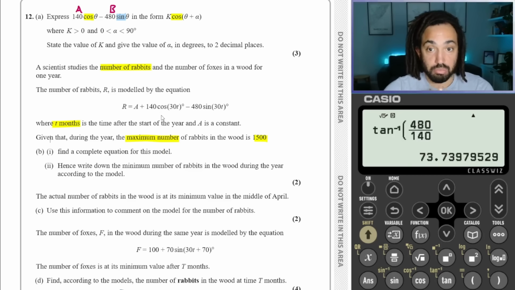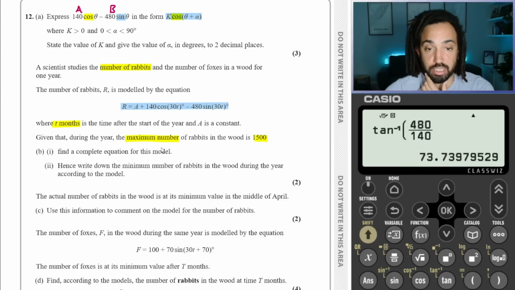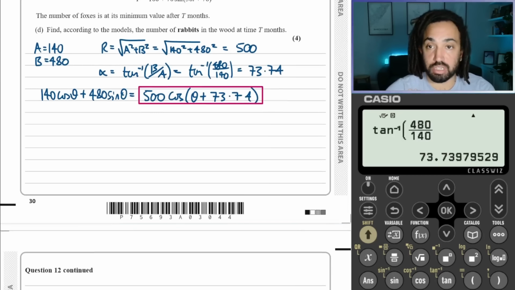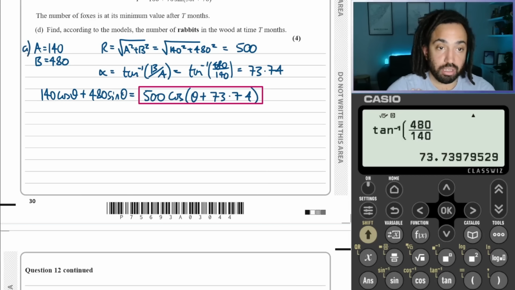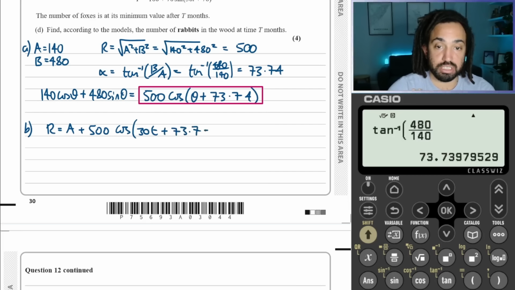Okay, so let's write out the equation here. So this equation for R, we're going to write it out, but we're going to use obviously the R cos theta plus alpha that we've already found. Okay, so writing out that equation, this is going to give us that R is equal to A plus 500 cos, and the theta was 30t, plus 73.74.